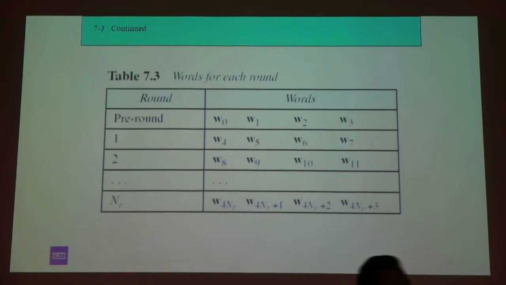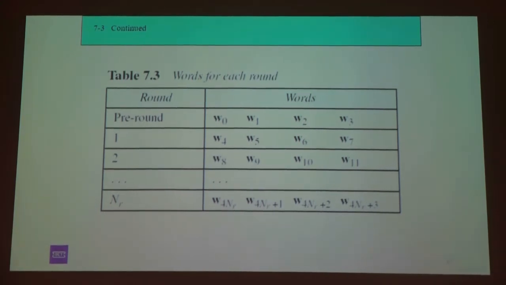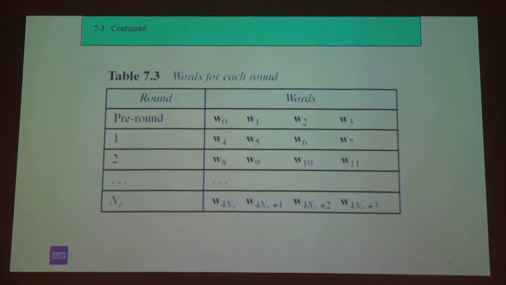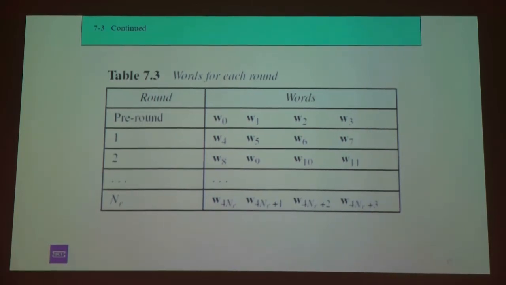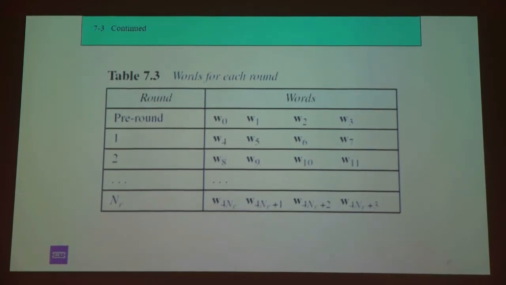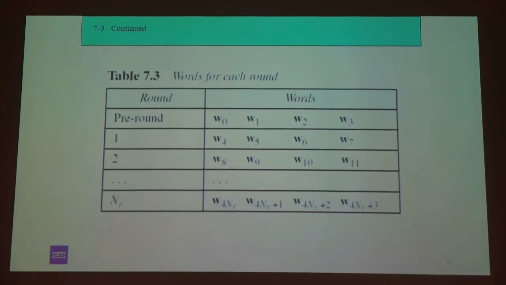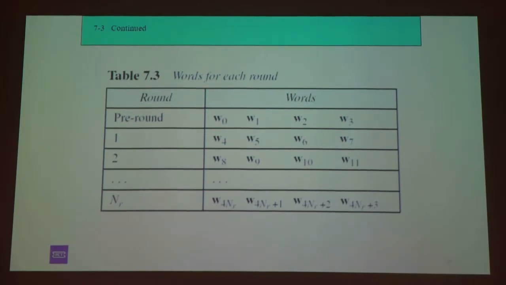So that means how many words do you have to generate? 44. Because we have 11 round keys, right? And each one has how many words? 4. 11 times 4? 44. So we have to generate 44 words, and each 4 will give you 128 bits, which is the key for the round. Simple?